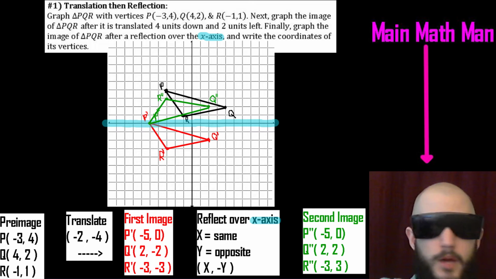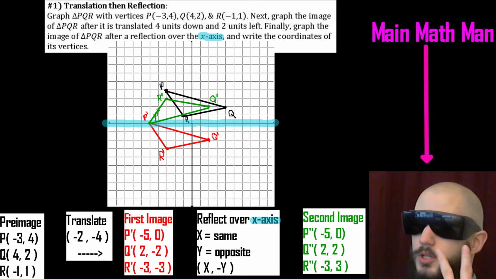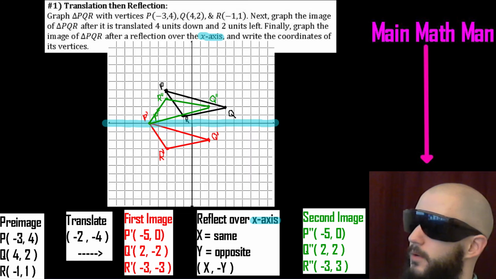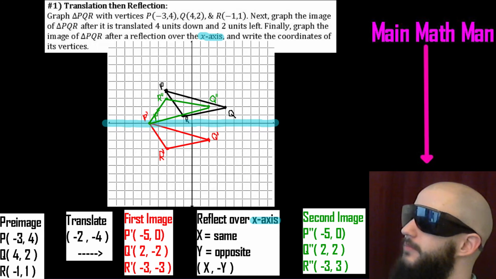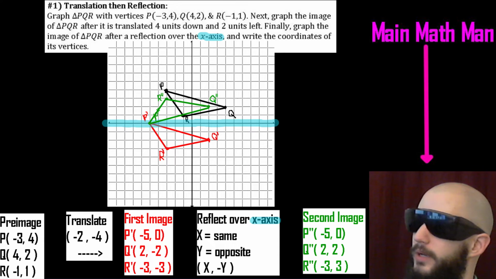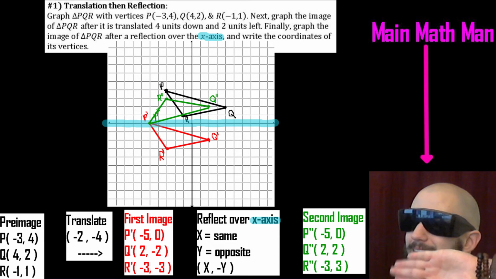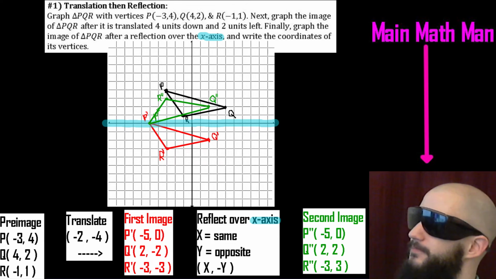Our Q double prime is going to be 2, 2, and so our double prime is going to be -3, 3. And so I show that in green, like so. Again, please do notice how when I flipped this over the x-axis, my top point was where my bottom point was. So again, it is flipping over that x-axis.